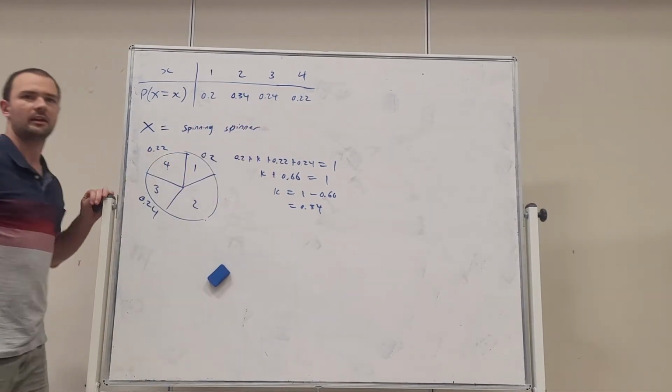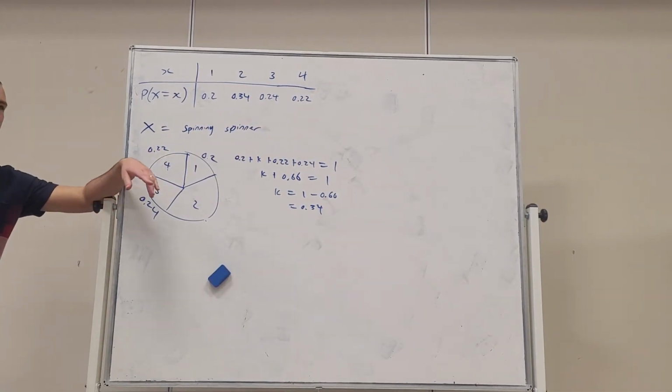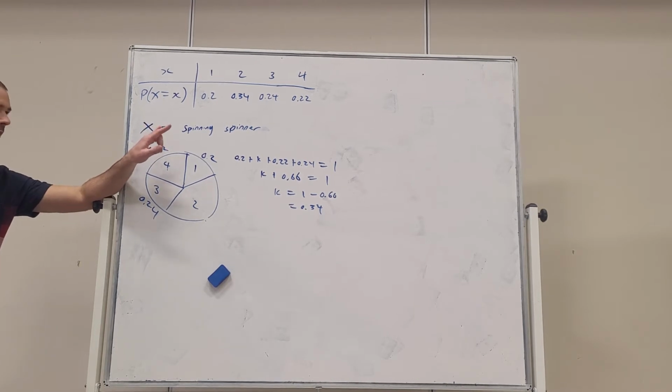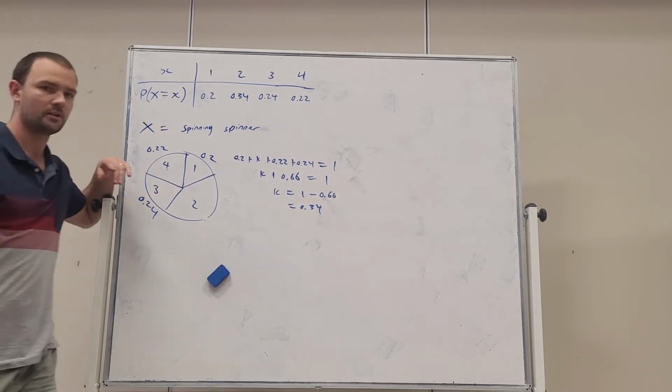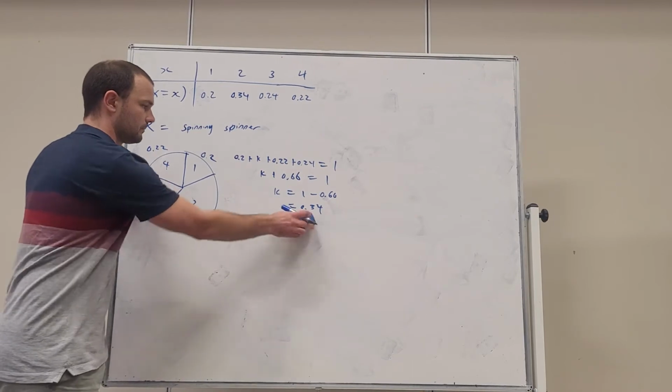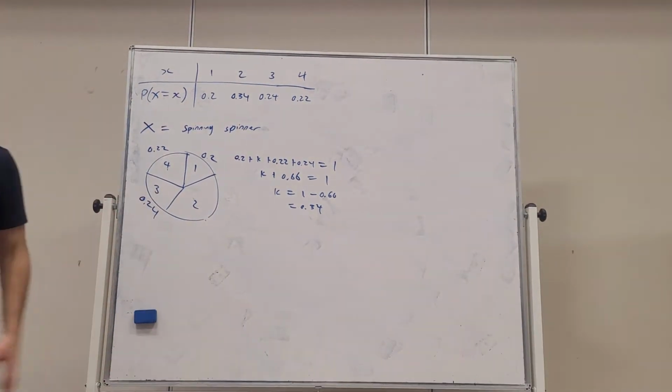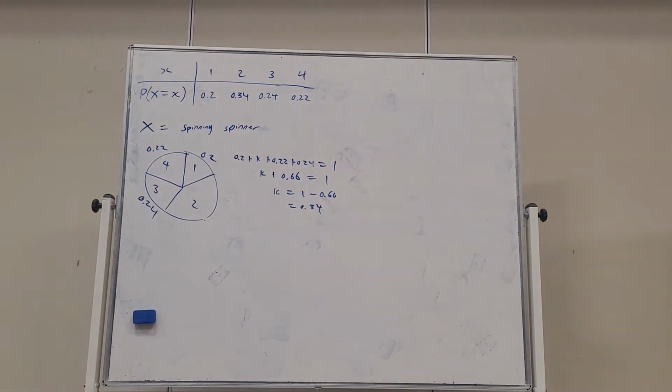Okay, and some of them will chart like that. They'll just say, you know, probability distribution, all events have to add to 1. The probability of all events has to add to 1. So what is this value of k? 0.34. That's part A.